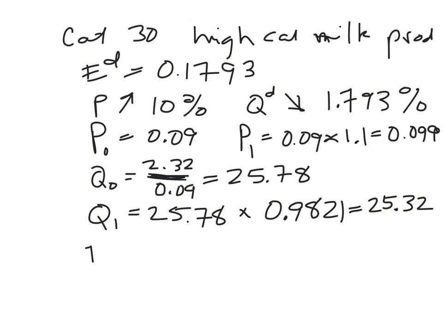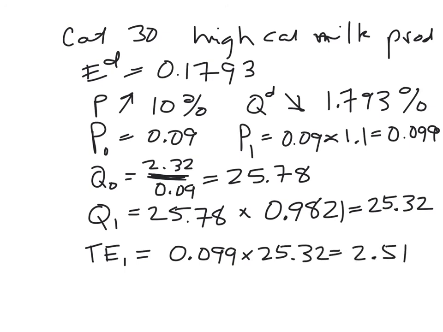And then we just, to tie things up in a nice little bow, let's calculate the new total expenditure. That'd be the new price times the new quantity, and that comes out to be 251. And in this case, the initial expenditure was 232. The new expenditure is 251. As expected, the total expenditure has risen. If it's a price inelastic demand, the expenditure and revenue effects follow the price effect.